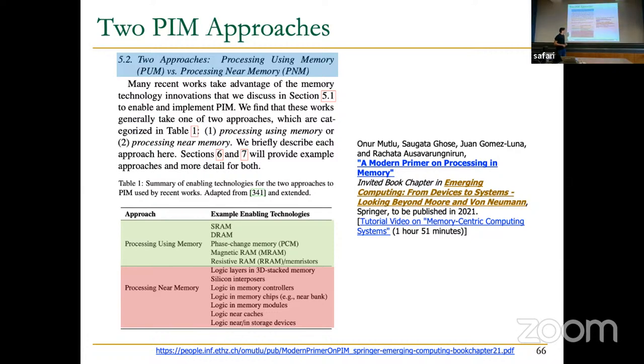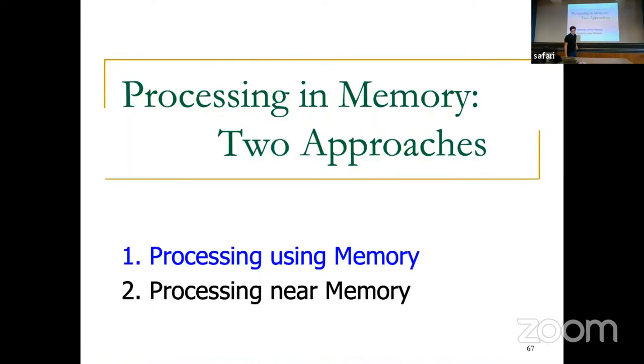And then we also have the processing near memory approaches. We will focus on them tomorrow, but there are many different ways of doing it, like logic layer in 3D stack memories, silicon interposers, as I just mentioned. We can have logic in memory controllers, in the memory chips. UPMEM is an example of that. In memory modules, like DIMMs, like AxDIMM from Samsung is here. Logic near the caches, the same idea of instead of placing the processor or small processor near the memory, you put it near the cache. There are multiple proposals about that as well, and also in storage devices. So these are the two main categories, the two main approaches.